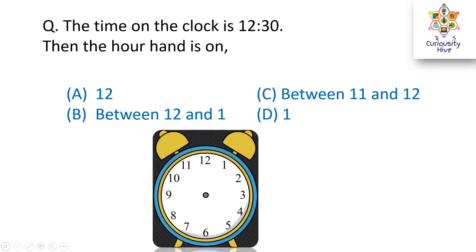When we look at a clock, let's try to plot 12:30. So 12:30 means the minute hand points at 6 and the hour hand will be somewhere between 12 and 1. Hence our right answer is option B, between 12 and 1.